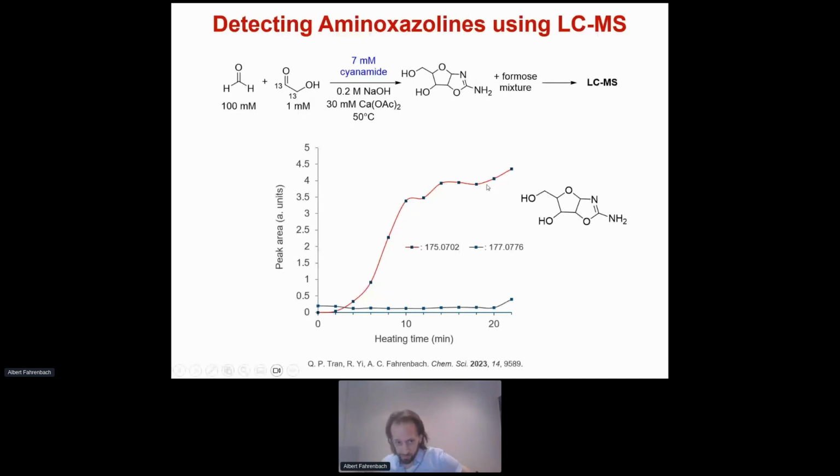So we used LCMS to look at 2-aminoxazoline production, this one right here, and this time we used 13C glycolaldehyde, and we see a similar trend. So of the initial glycolaldehyde that we add, the aminoxazoline that we see produced is mostly formed from the formose reaction, from the glycolaldehyde produced from it.